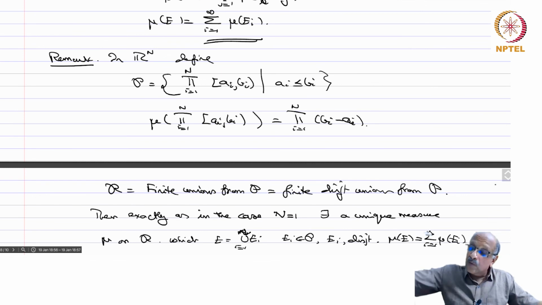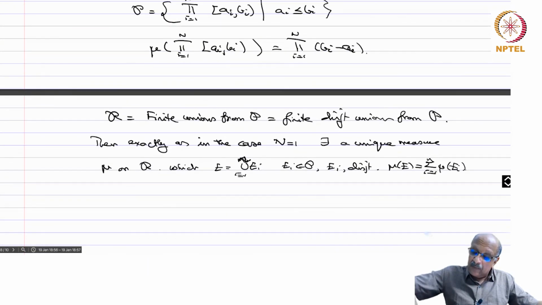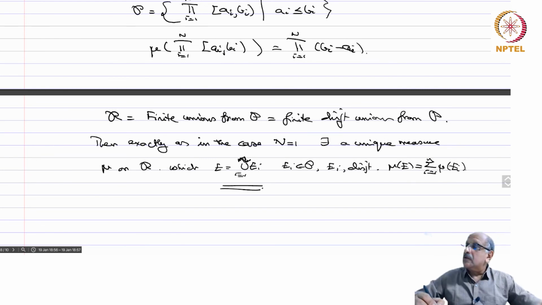Okay, so now we have a ring, we have a measure, and we are ready to apply Carathéodory's method to construct the Lebesgue measure. And as I said, what we have done in case n equals 1, we can also do similarly in any general dimension, and therefore we will construct the Lebesgue measure in all dimensions next time.